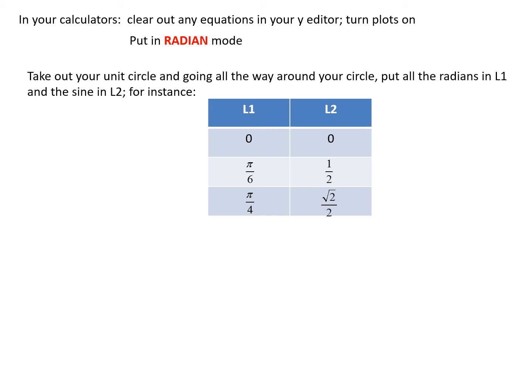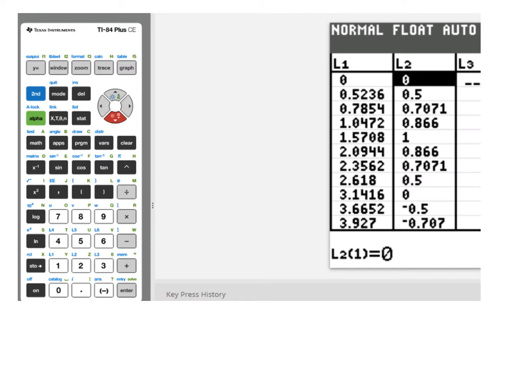When you put it into your calculator, however, realize that when you type in pi over 6, it's going to change it to a decimal. And when you type in the square root of 2 over 2, it's going to change that to a decimal. So it's going to look sort of like this when you start to put it in. All right, so I put in pi over 6, but it changed it to 0.5236, and I put in 1/2, but it changed it to 0.5.